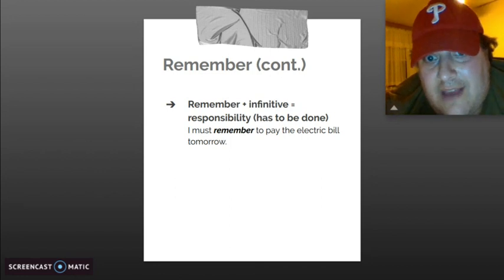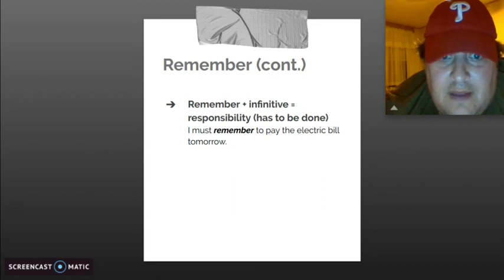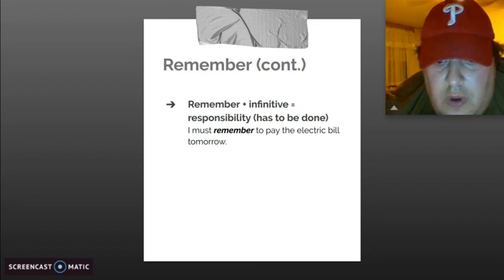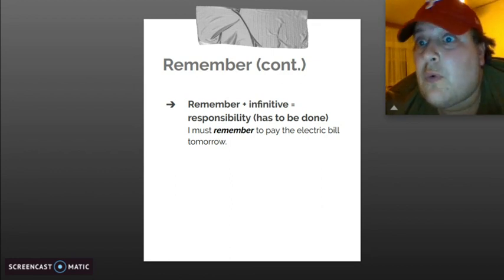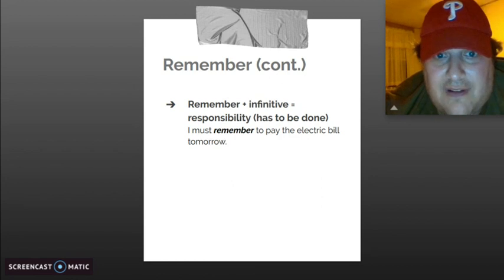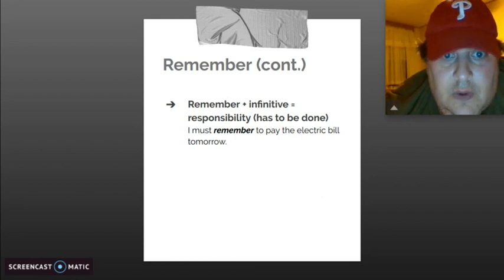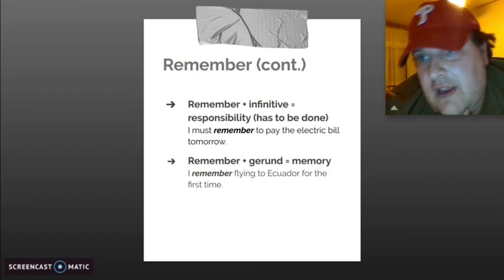Otherwise, I'll run out of gas on the road, and that's not going to be a pretty situation. Okay, did you remember to turn the lights off before you went to bed? That's a responsibility because we have to save the world with electricity, right? And save our electricity, right? So we can also use remember with a gerund, and that's simply a memory, okay?